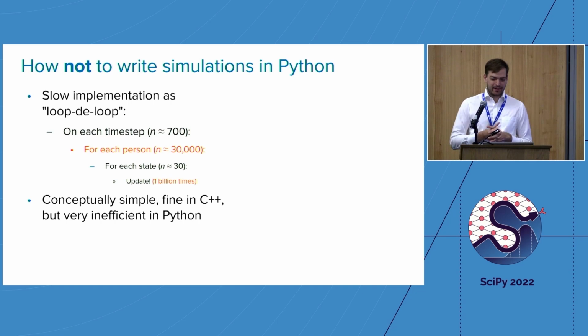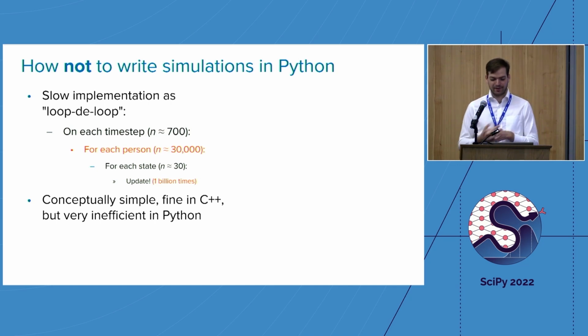And I also want to talk about a main problem that we came across quite early in developing Covasim, which is that we wanted to model these individual agents, but typically in Python that's very slow. So usually when you write an agent-based model in Python, you basically do loops over everything. So for every time step, you loop over every single person, and then for every single person, you loop over every state.